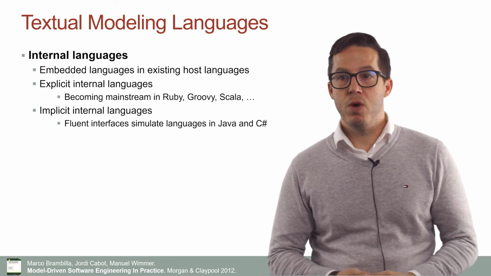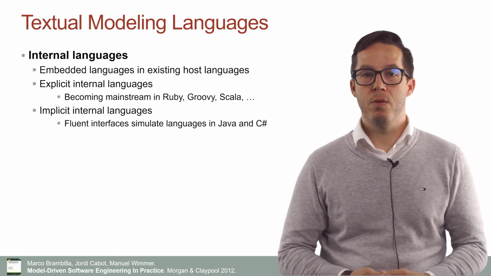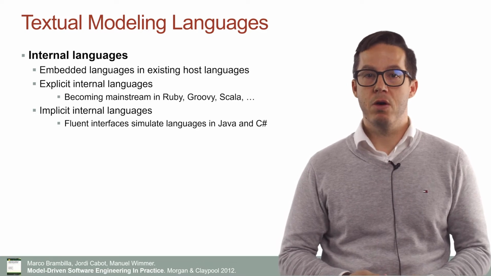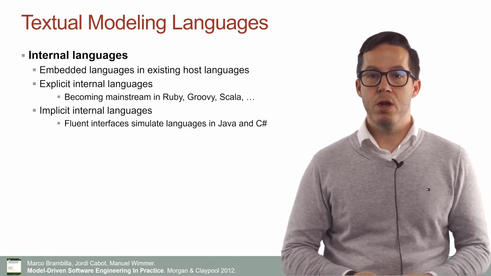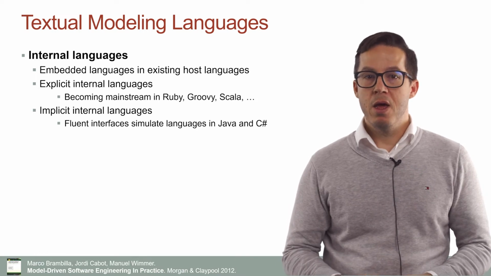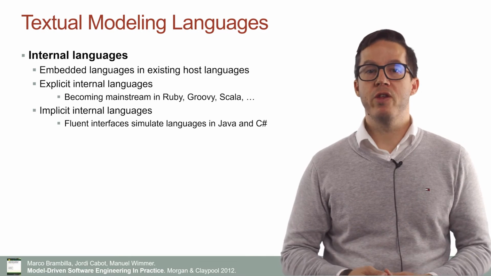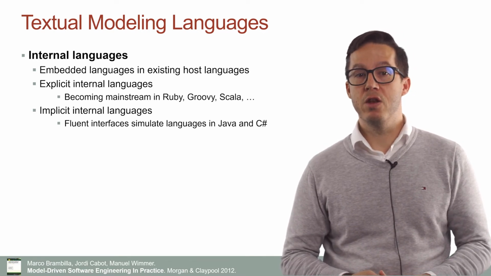There are two different ways of textual languages. Some of you might already be familiar with internal languages. They became very mainstream in languages like Ruby, Groovy, and Scala. And these are the explicit languages, where internal languages are explicitly specified and then used.